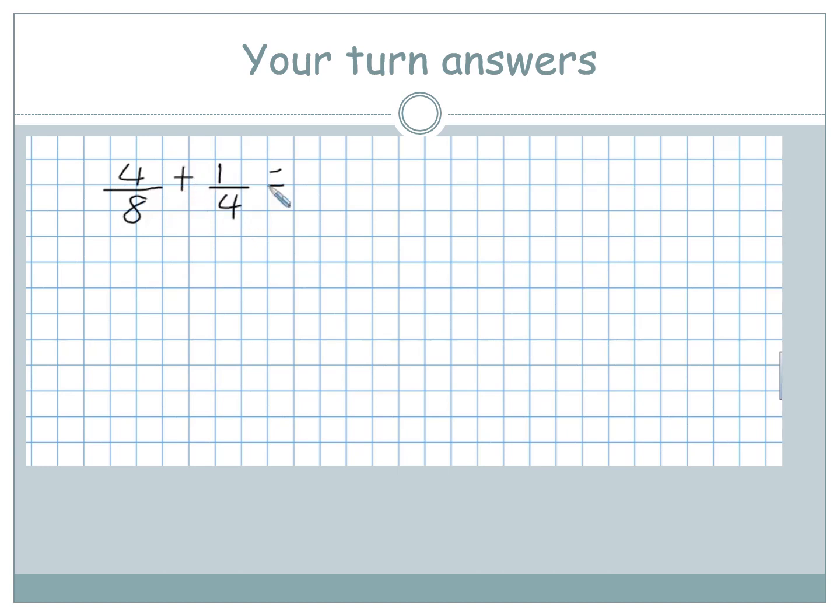So let's see how you got on with your turn answers. So 4 8s, add 1/4. So we need to make sure that the denominators are the same. So you know that 4 times 2 equals 8. 1 times 2 is 2. Therefore 4 add 2 equals 6. Your answer is 6 over 8. Well done if you got that correct.